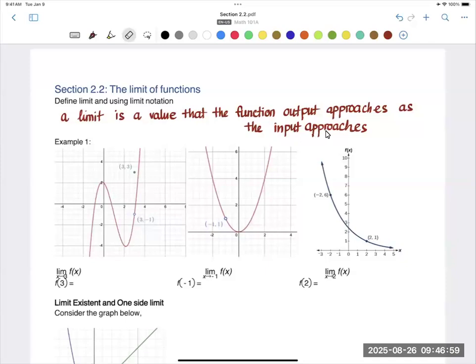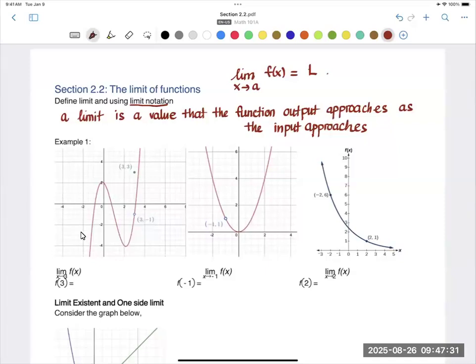Sometimes they will not necessarily equal each other. So the limit can be written in notation. For example, I want to find the limit, or what the output approaches when x approaches a certain number of that function, and it could be equal to some value. So limit is actually about approaching. It's not exactly at the point, but what it is approaching to.